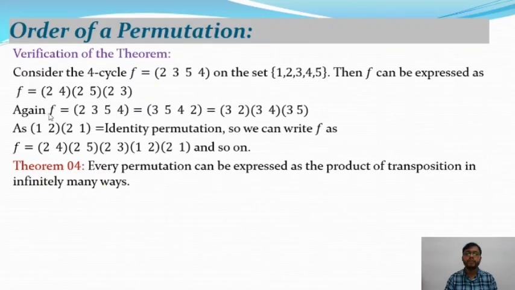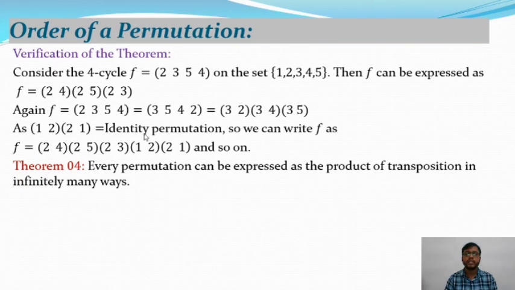So again f is equal to (2 3 5 4), and it can be written as (3 5 4 2). So in that case the elements have changed their position, but the cycle remains the same. From this we will get the product of transpositions, that means (3 2)(3 4)(3 5). This is the product of transpositions.